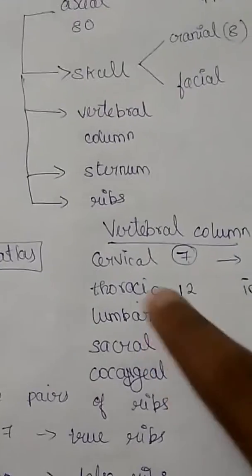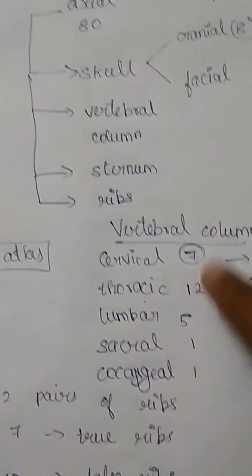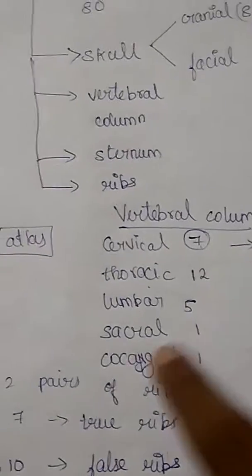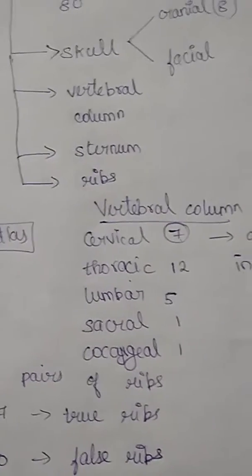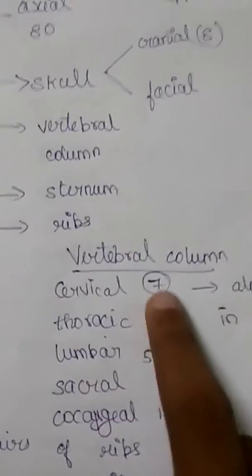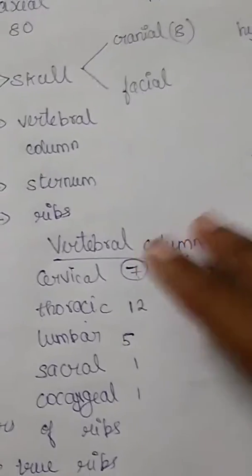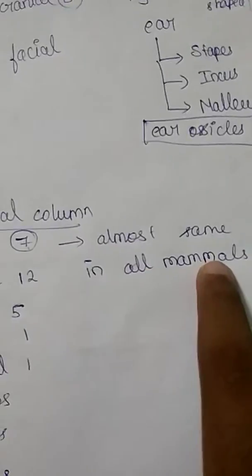Then we have lumbar. In lumbar, just subtract: 12 minus 1, you get 5? No, 12 minus 7 gives 5. The last 2 regions will have 1 bone each. Okay, remember that. And in the cervical vertebrae, there are 7. This we read about human beings, but it is almost the same in all types of mammals.